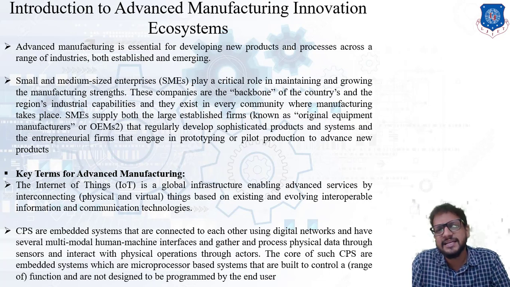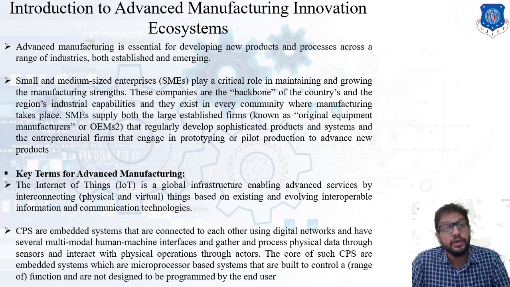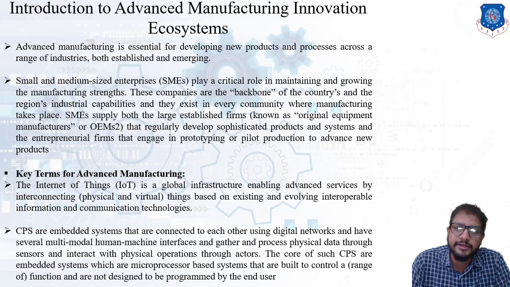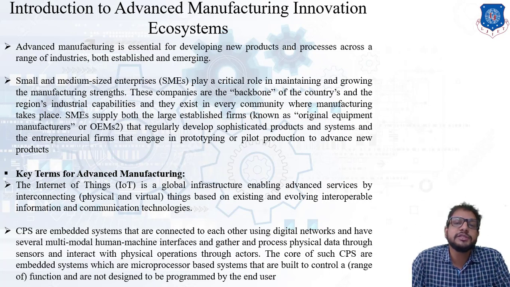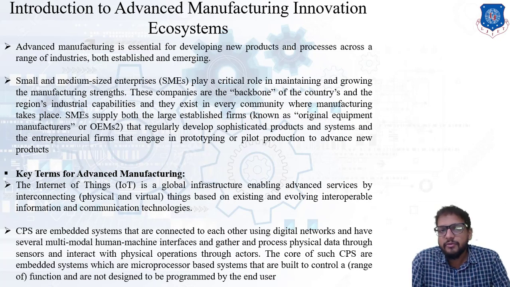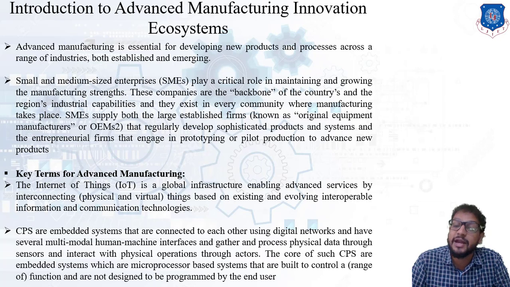So definitely it is essential for developing new products and processes across all ranges, both in established industry as well as in a developing industry, that is called an emerging industry. Okay, now there are basically two types of factories or industries classified as SME and OEM. SME is called small and medium sized enterprises, and OEM is called original equipment manufacturer. Now, if we consider a simple example, if an enterprise or a company has fewer than 500 employees, that company is recognized as an SME, small and medium sized enterprise.